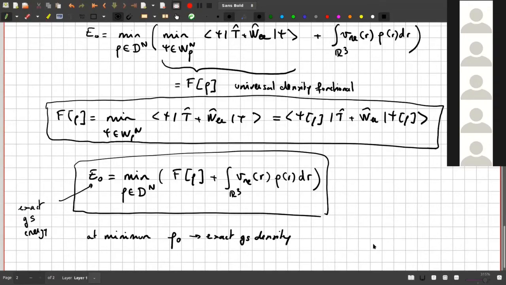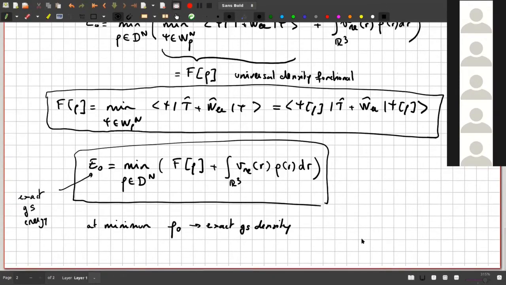Okay, so you see what we have done here in DFT. We have started with the minimization over very complicated wave functions, multi-determinant wave functions, and we have replaced that by a minimization over simply the density, which is a much simpler quantity. So it's a tremendous simplification, and this is really the beauty of DFT, this simplification.